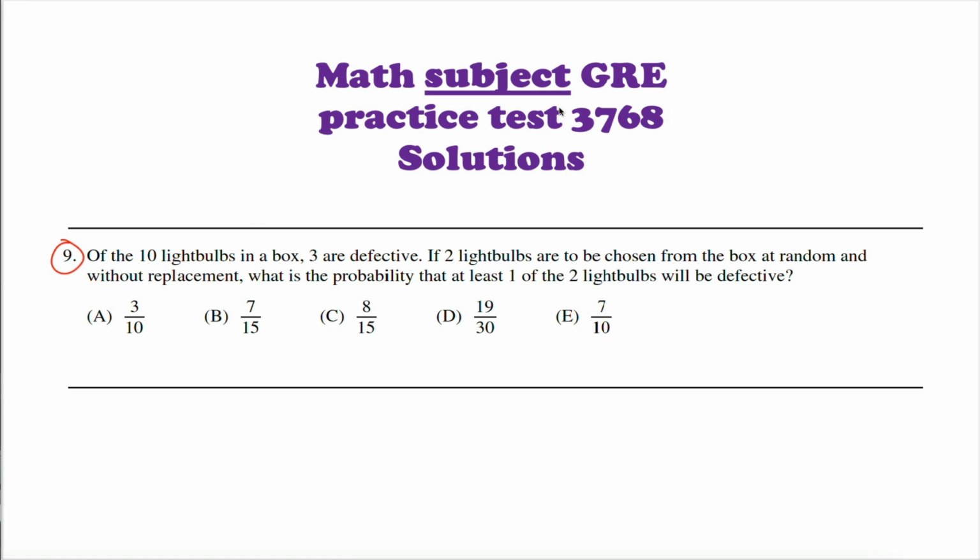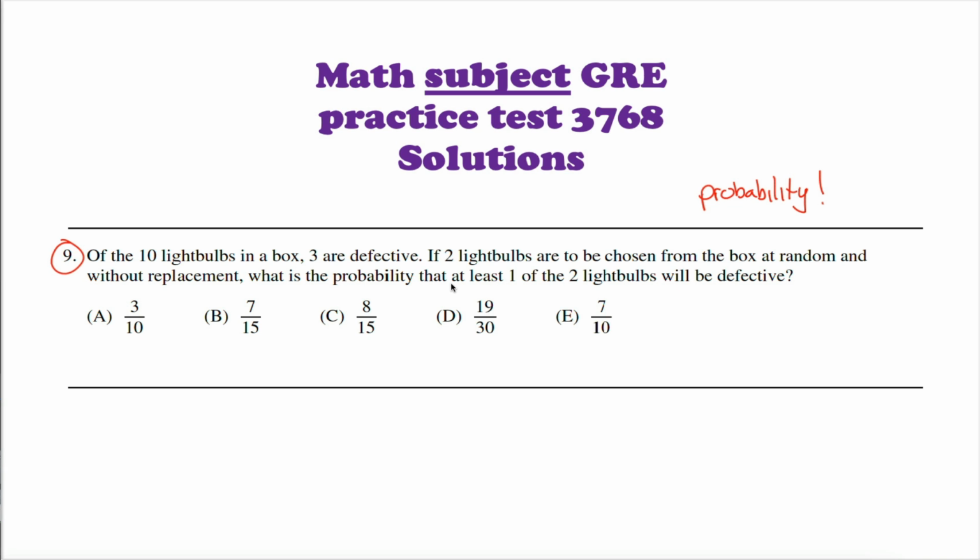All right, moving on to question 9 on the math subject GRE practice test. This question we're dealing with probability. Fun. We're told that we have 10 light bulbs in a box, and 3 of them are defective. What we're going to do is choose 2 light bulbs from this box at random. We're not going to replace them, and we're supposed to figure out what's the probability that at least one of the 2 will be defective.